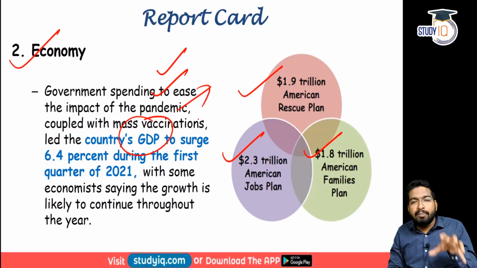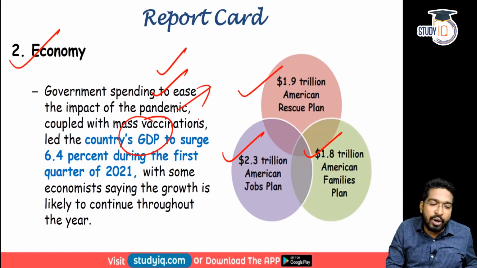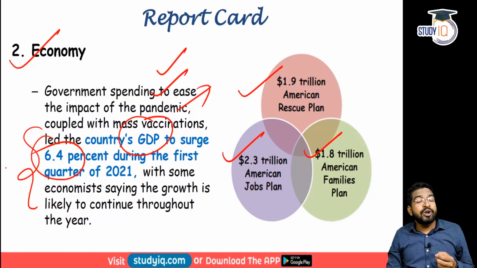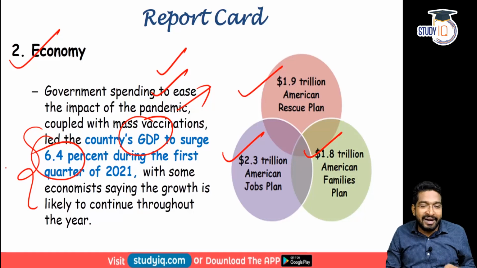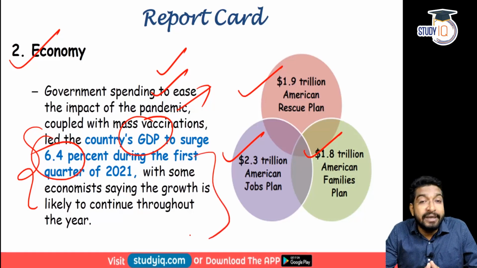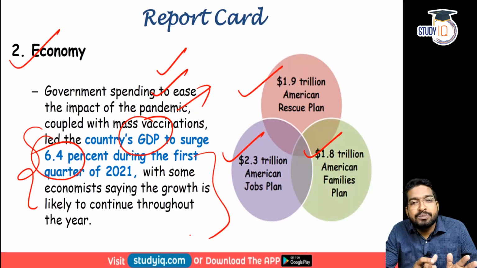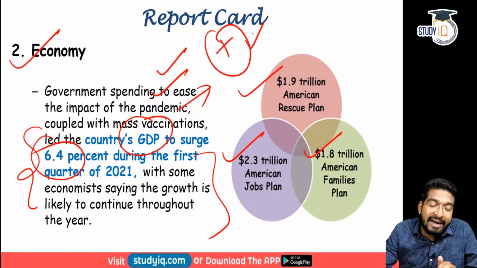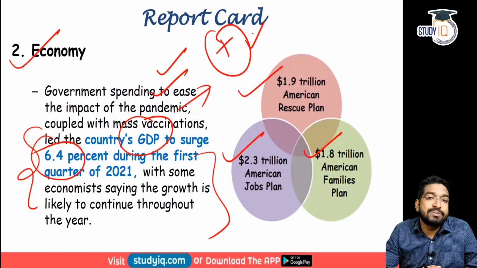Now, if we look at the numbers from the first 3 months, that is the first quarter of 2021, US GDP is growing at a positive 6.4% rate. And if we look at the analysis by different economists, they are telling that this growth is perhaps going to continue throughout the year. That means the US is slowly and steadily recuperating in terms of economy. So Joe Biden gets a positive here on handling of the economy, at least in the first 6 months.